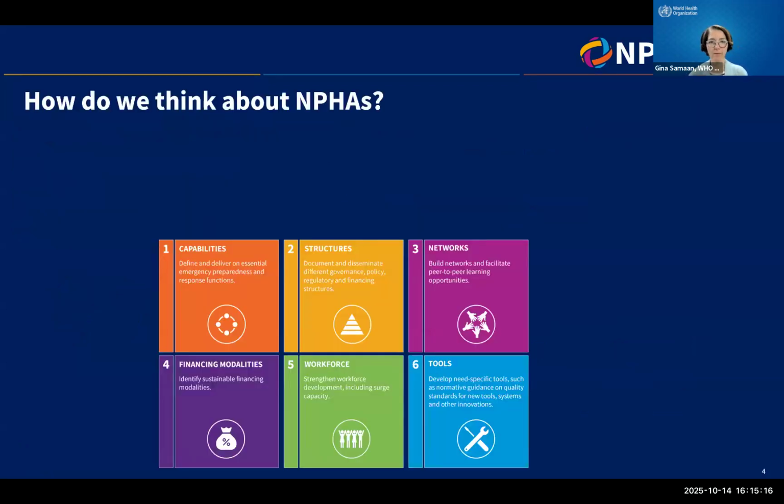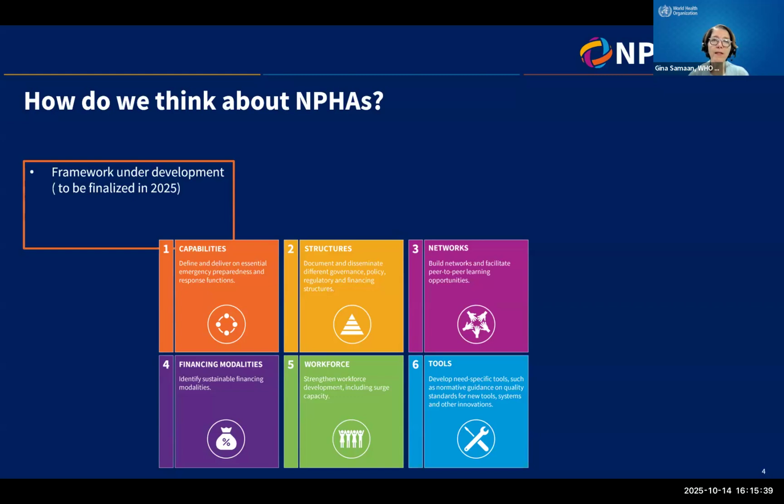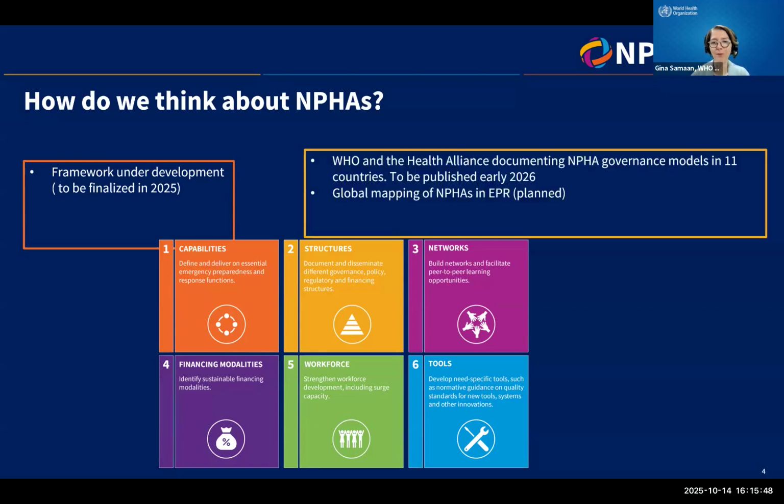So how do we think about NPHAs? There are six pieces, as you can see in these boxes. There is a piece on capabilities, what they do. There's a piece on their structure. There's a piece on the networks and bringing them together. There's number four on financing. There are pieces on workforce and the tools that they use. And when we think about some of these aspects, for the capabilities, we're currently developing a framework, and we hope that that's going to be available soon.